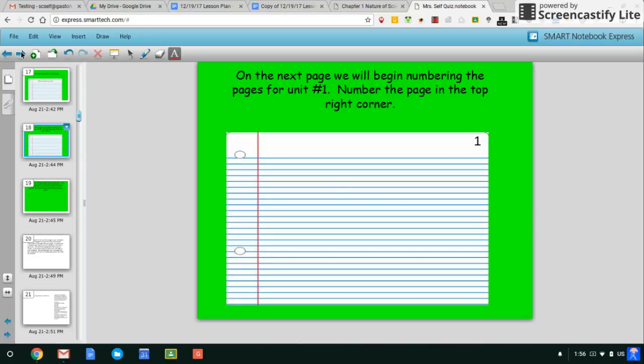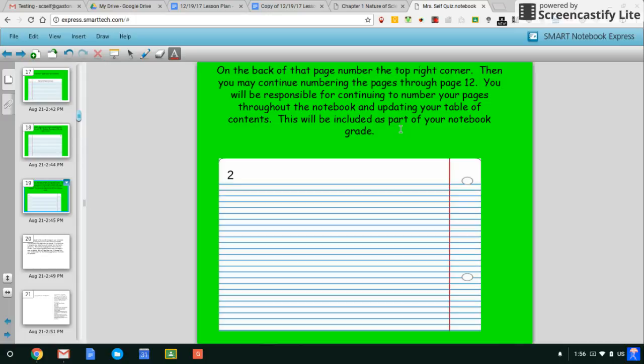Okay, flip to your next page. Now we're going to start numbering a couple pages. In the top right, we're going to number page 1. Then we're going to flip to the back of that page, and in the top left, we're going to number that page 2. I want you to go ahead and number your pages through page 12, following this system that we just did. I'll pause for a minute while you do that.